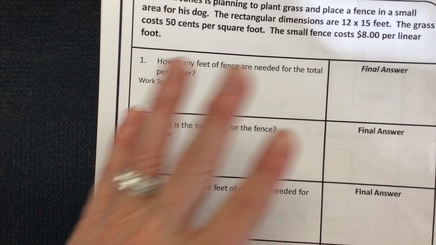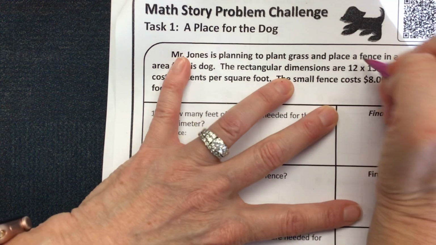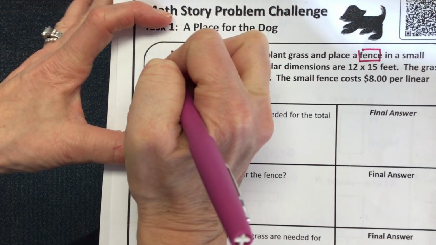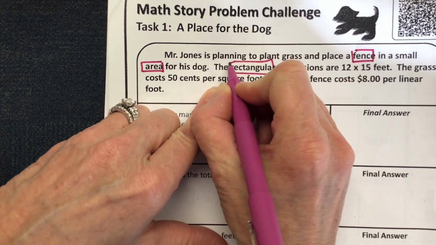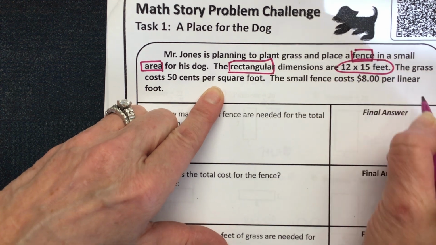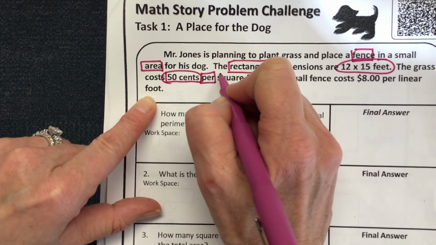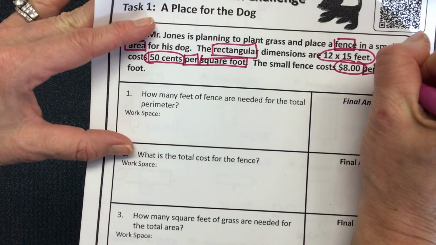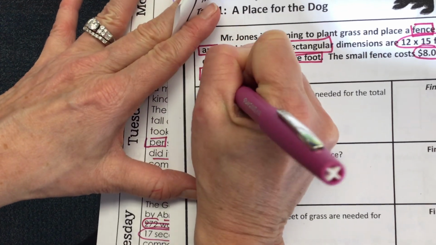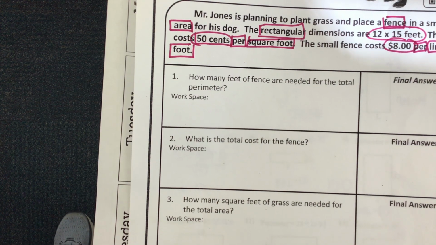We're gonna look at the next page, which is our story problem challenge. Mrs. Jones is planning to plant grass and place a fence in a small area for his dog. The rectangular dimensions are 12 by 15 feet. The grass costs 50 cents per square foot. The small fence costs $8 per linear foot. That just means a line, not a square. So square units versus regular units.